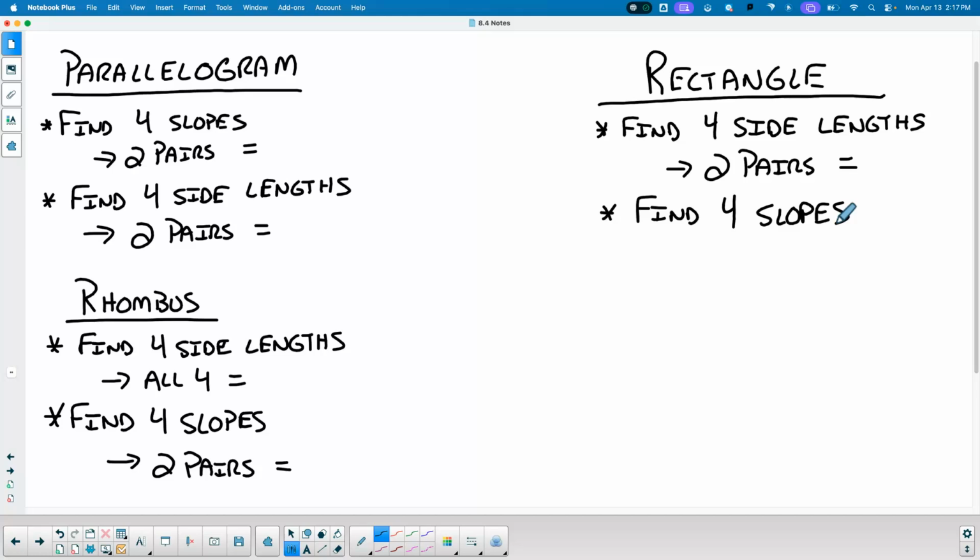Okay? What do you need to show me here with the slopes? So how do we show perpendicular? Opposite reciprocal. So I need two pairs. So two pairs of opposite reciprocal sides. Yes? Okay?